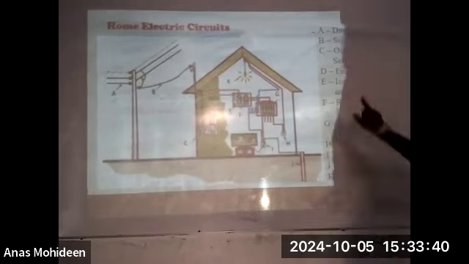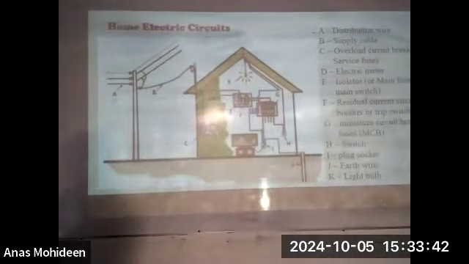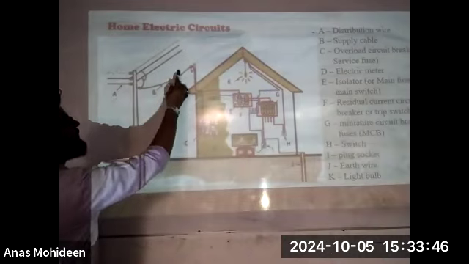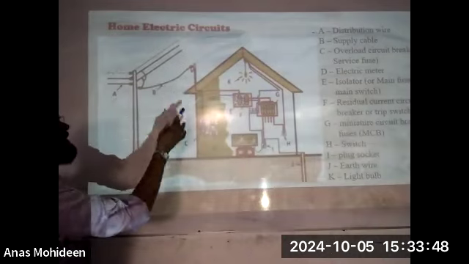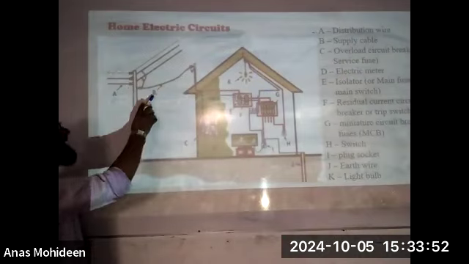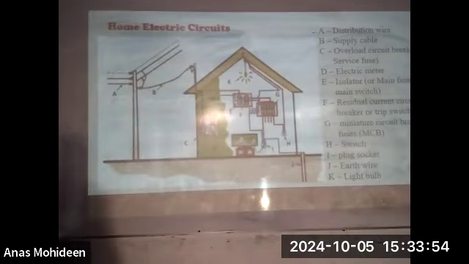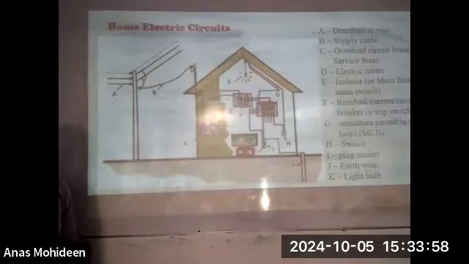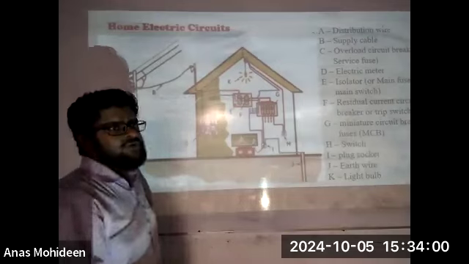The distribution wire is what is given as A here, and when it comes towards your house, from that distribution wire, one wire is separately taken towards your domestic circuit, which you term as the B supply wire, the supply cable. And this supply cable consists of two wires.